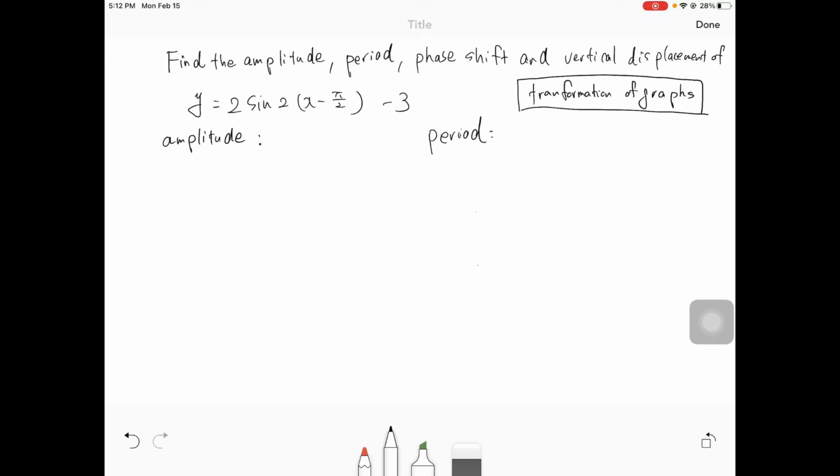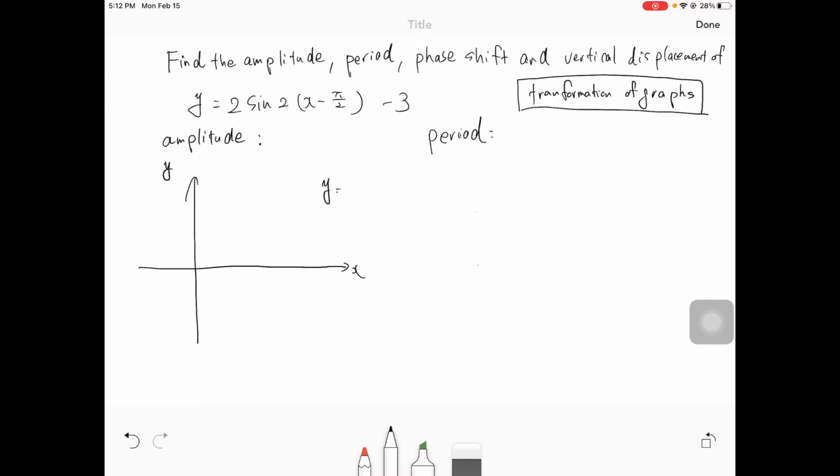But there are some new terms for you like amplitude, period, and phase shift. So let me explain about it today. First, let's work on amplitude. What is amplitude?